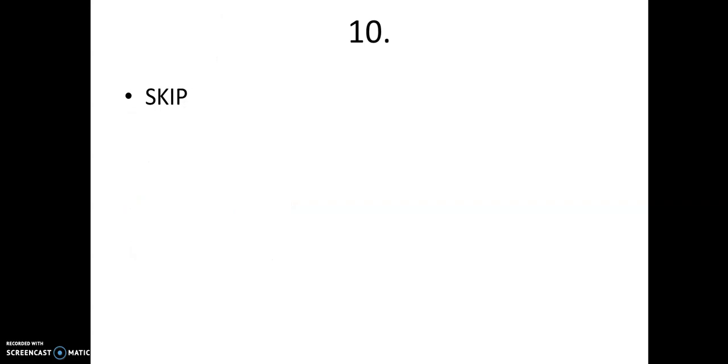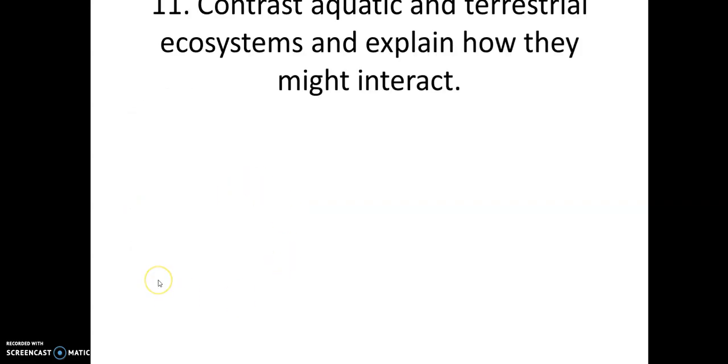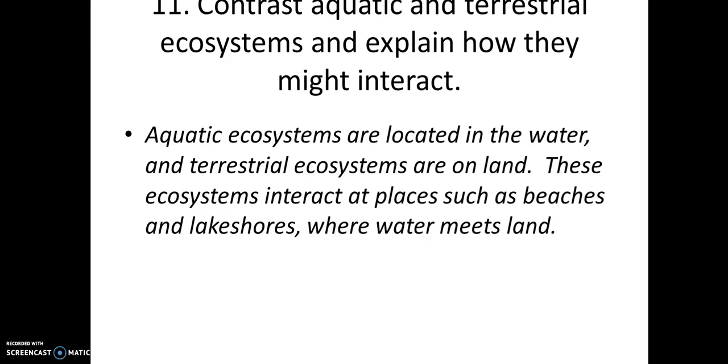Question 10. Skip again. All right, we are in the long answer, so the non-multiple choice section. Question 11 says contrast aquatic and terrestrial ecosystems and explain how they might interact. So contrast means tell me how they're different. So how are aquatic and terrestrial ecosystems different and how might they interact?